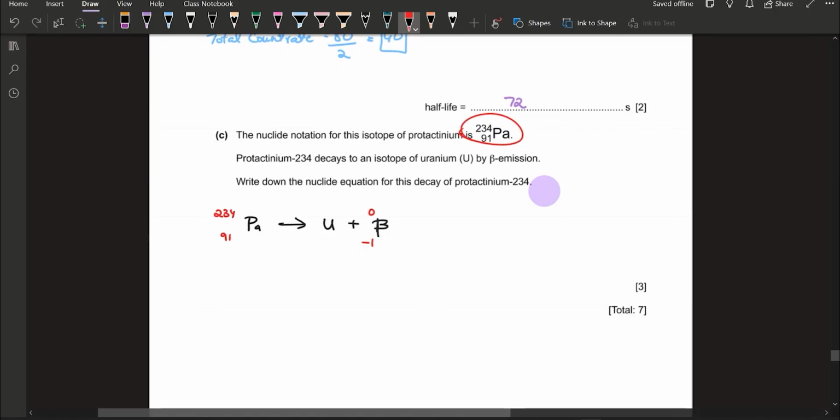Now we just have to use our math here. So 234 plus 0 is going to be 234, and 91 minus 1 is going to be 90. So we can write down 90 here, and we'll get 3 marks for this.